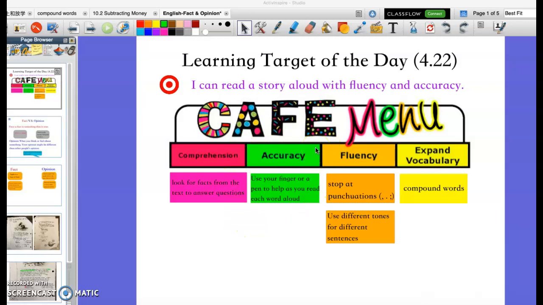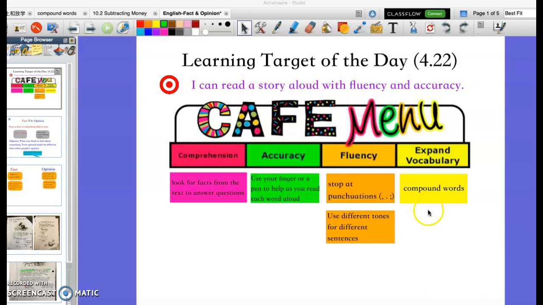Okay, so in our classes in the past, we have practiced strategies for comprehension, which means you're understanding your story. So we practiced that by comparing facts and opinions, right? We learned a lesson on facts and opinion. We also learned how to expand our vocabulary by using compound words, right? So we learned how to combine two words like bath and tub together. Bathtub is a compound word.